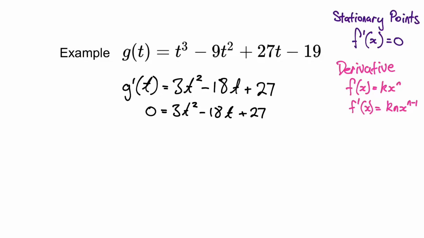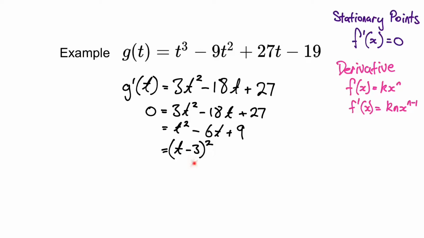Now we have a common factor of 3 in each one of these, so we're just going to go ahead and divide the whole thing by 3, which gives us t squared minus 6t plus 9. Now we can solve this by completing the square. What numbers multiply to give us 9? Well, that's 1 and 9, and 3 times 3. 3 plus 3 will also equal 6. So our function here will be t minus 3 squared.